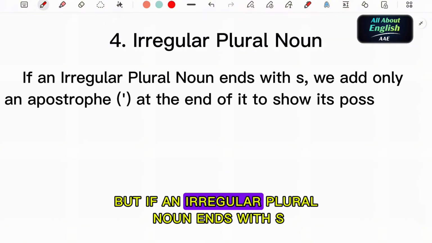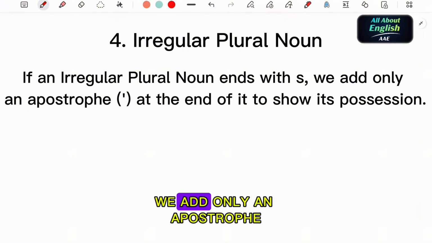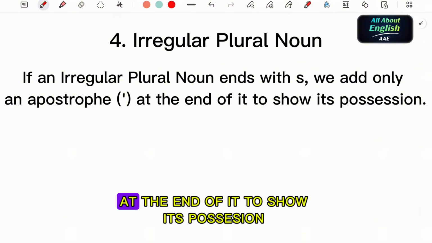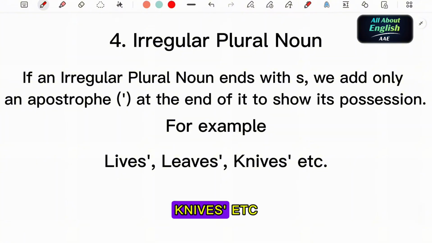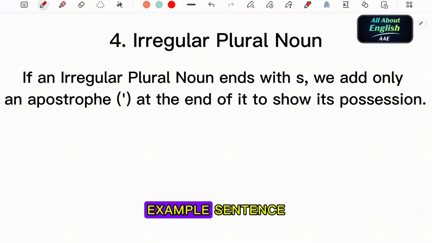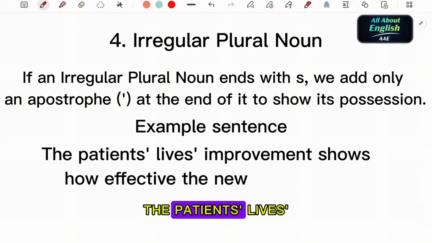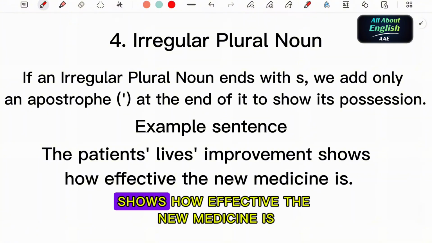But if an irregular plural noun ends with s, we add only an apostrophe at the end of it to show its possession. For example, lives', leaves', knives', etc. Example sentence: The patient's lives' improvement shows how effective the new medicine is.